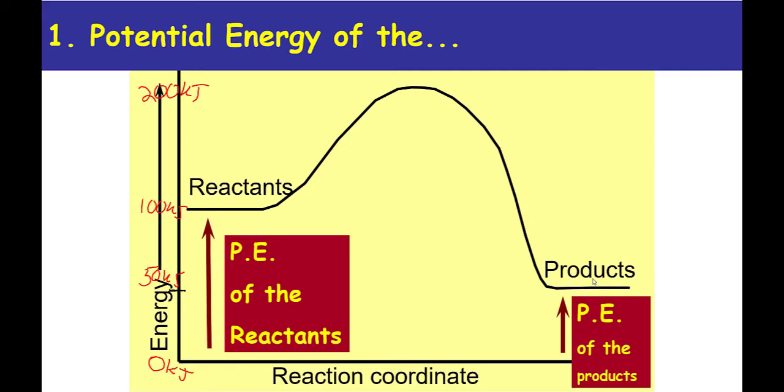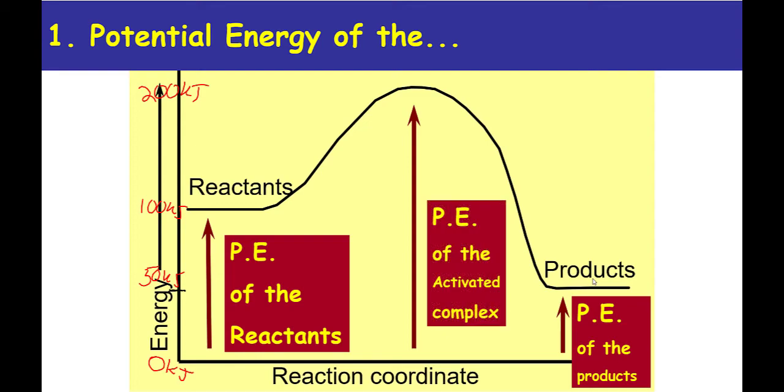And there's one spot that we haven't talked about yet, and you guessed it, it is the potential energy of the activated complex, our transition state, our intermediate. So if you are considering what that would be and you wanted to label it with an arrow, you would put it from the x-axis all the way up to that activated complex. If I wanted it quantitatively, I would say the potential energy of the activated complex is 200 kilojoules.